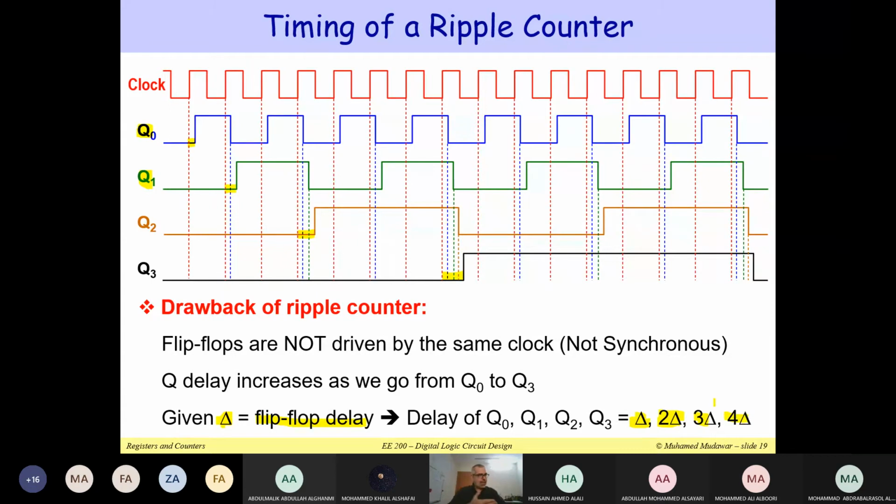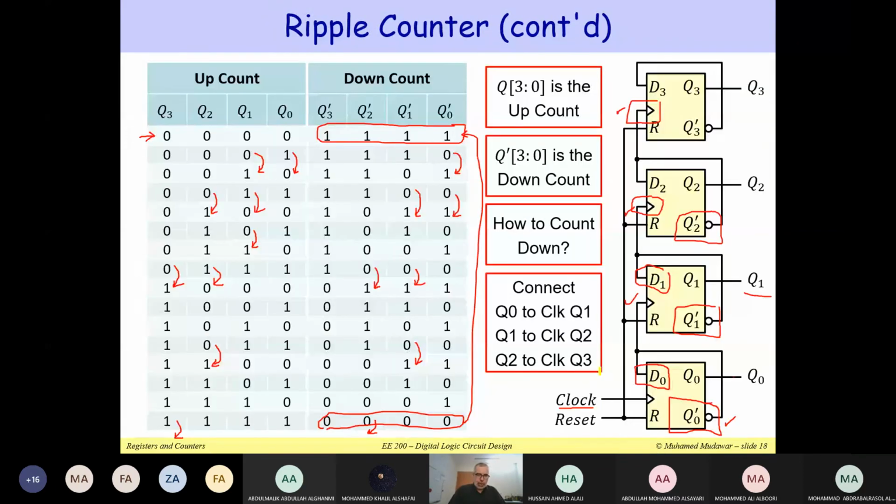So we start at delta, then 2 delta, then 3 delta, because every flip-flop has a delay. And this is going to increase the delay of the outputs Q0, Q1. So as we go from Q0 to Q3, the delay is going to increase. To summarize, this is the drawback of the ripple counter. So very quickly here, I showed some differences.